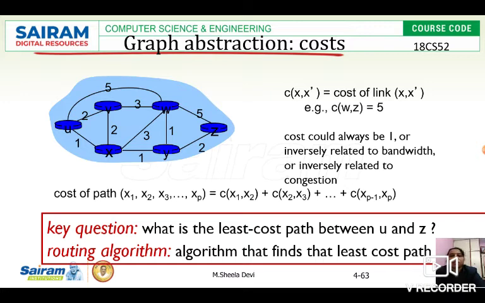The second path is U directly to W, that cost is 5, and 5 plus 5, 10, the same cost. Then if you take another path, that is U to X, X to W, and W to Z. So 3 plus 1, 4, 4 plus 5, 9. So if you compare the other two paths with the third path, the third is the best path. Why? Because the cost is less, that is, 8 is less than 9.